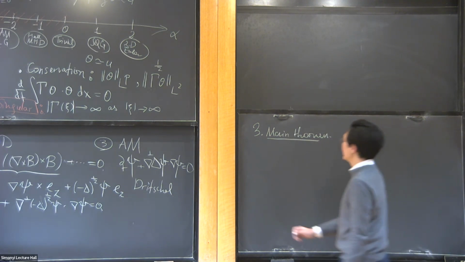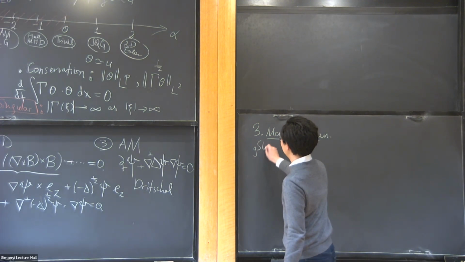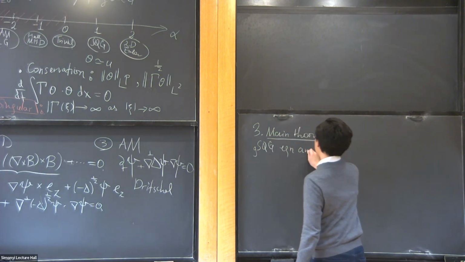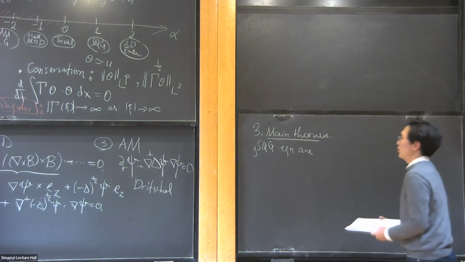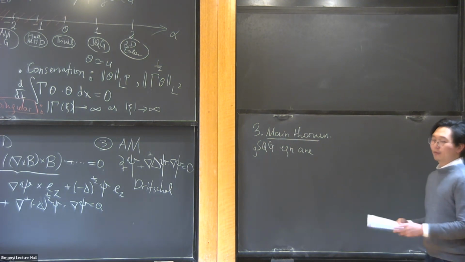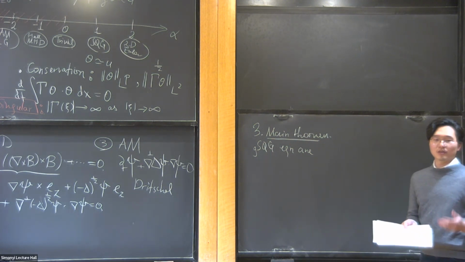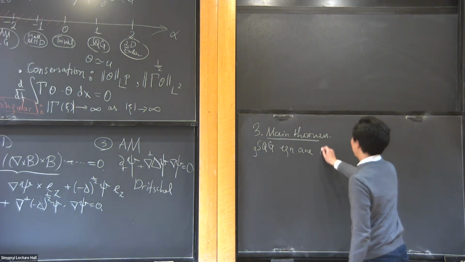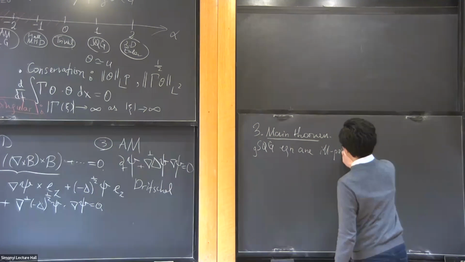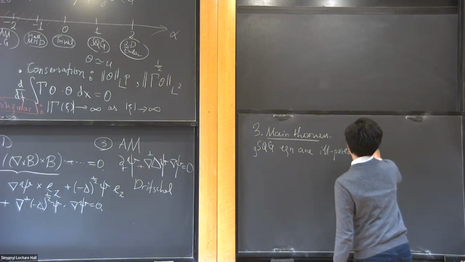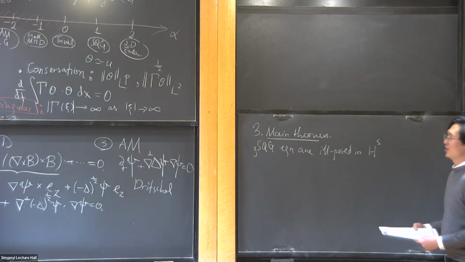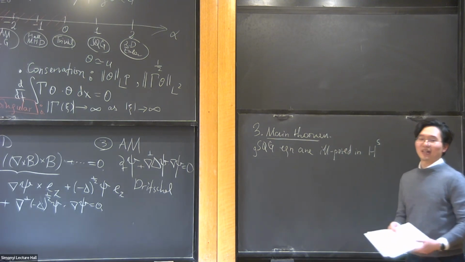The main theorem is that the GSQG equations are ill-posed in the sense that strong norm inflation occurs, or the hypothetical solutions are ill-posed in H^s with s sufficiently large, depending on the multiplier gamma.